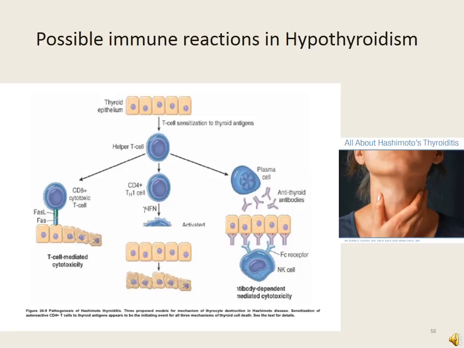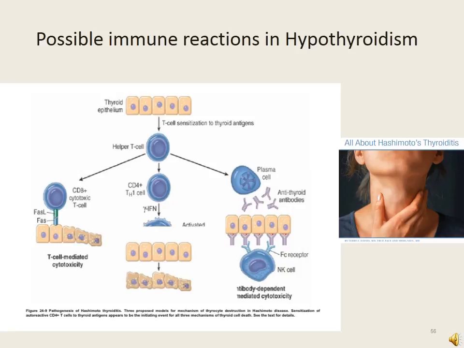At the center of the figure it shows the role of the helper T cell, the CD4 plus Th1, that can release interferon gamma, and this interferon gamma will activate and induce the destruction of the thyroid epithelial cell.